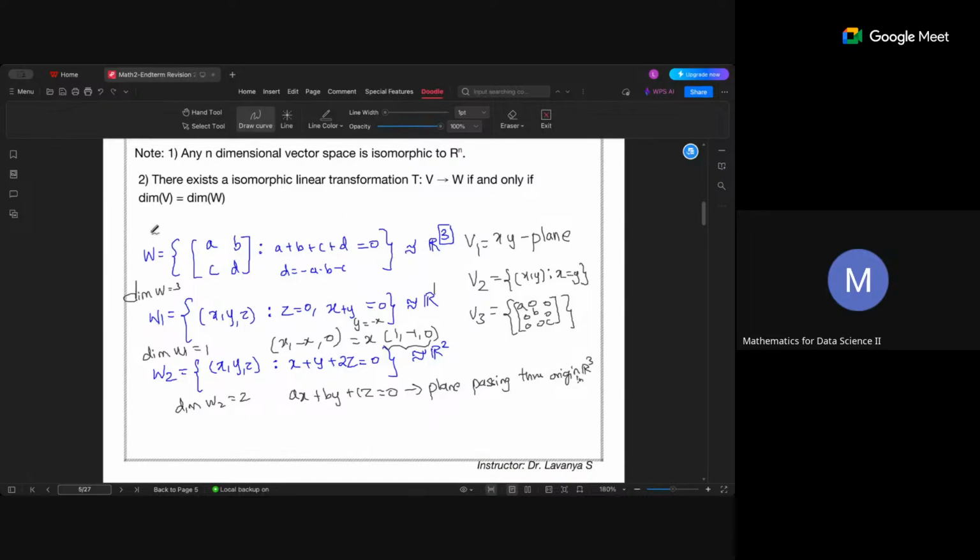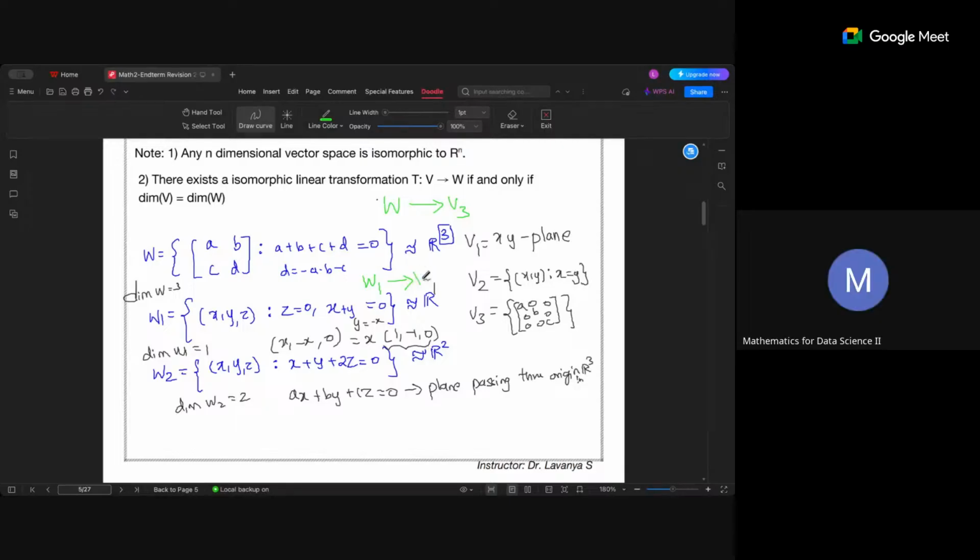So you have these spaces on one side and these spaces on the other side. Can you match W? Which space will you match for W? For W, what is the matching space? V3, because here you have 3 elements, so the dimension is 3. What about W1?